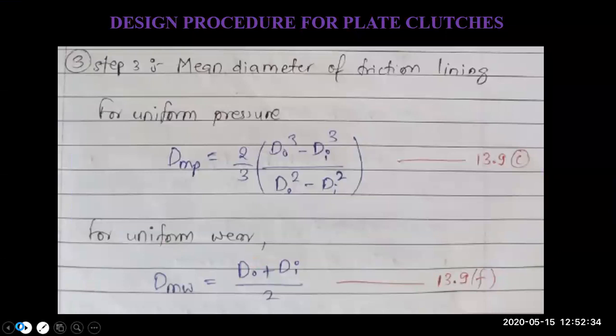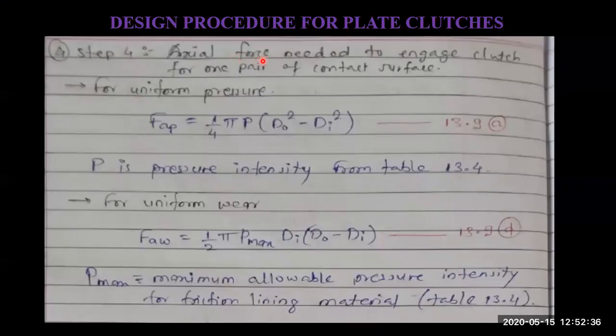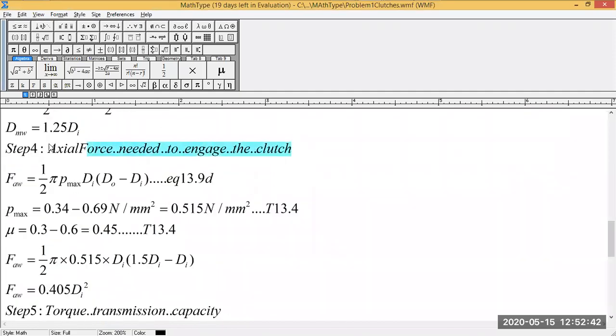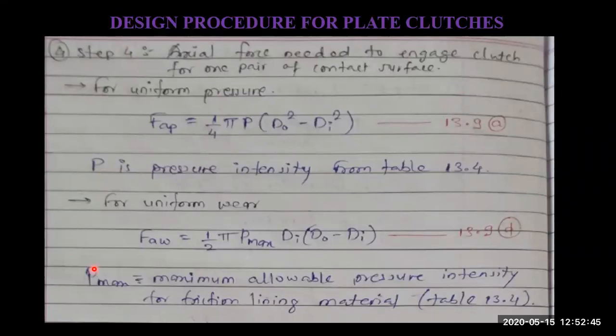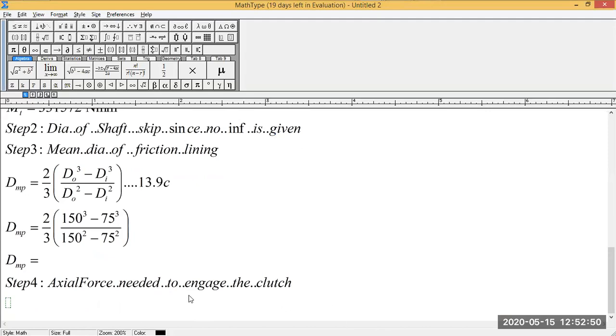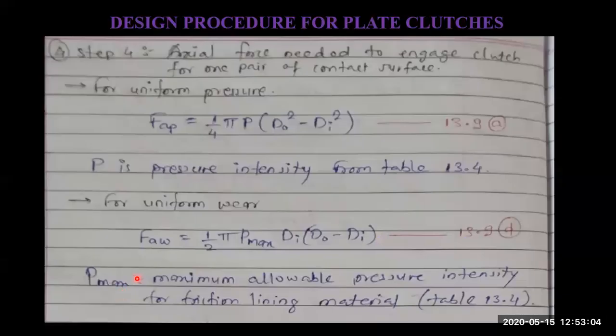On to step 4: the axial force needed to engage the clutch. Again, here the formula is different. All right, we got approximately 116.66. The axial force needed, go back to the PPT. Axial force according to uniform pressure. Since it is a new clutch, we need to use this formula here.